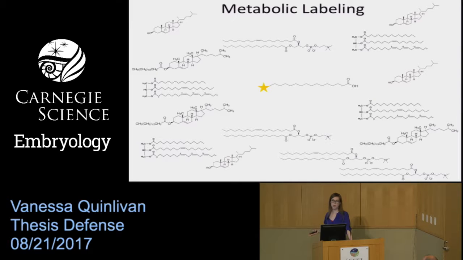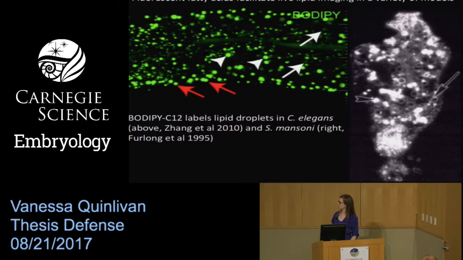Radioactivity has been widely used, and it's probably the most physiologically similar way to accomplish metabolic labeling. However, you cannot see radioactive molecules under a microscope. So what our lab does is we actually use fluorescent fatty acids as metabolic labels. There's a lot of precedent for using fluorescent fatty acids in live imaging in a variety of models.